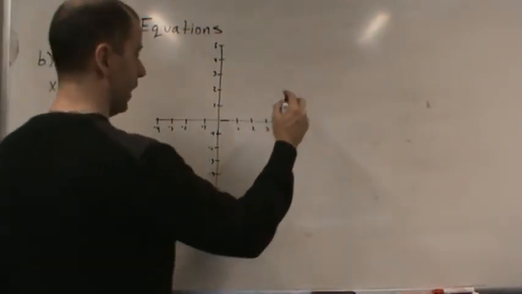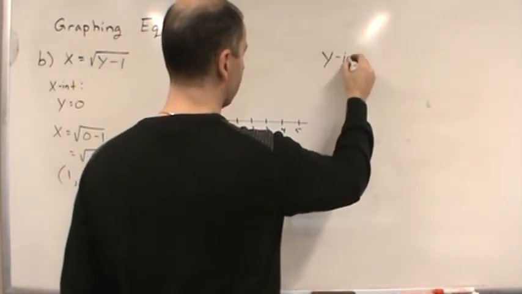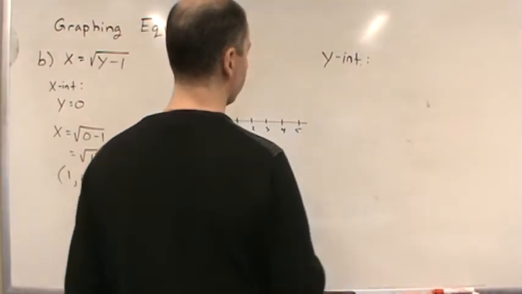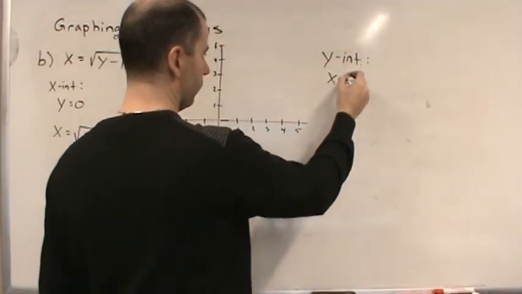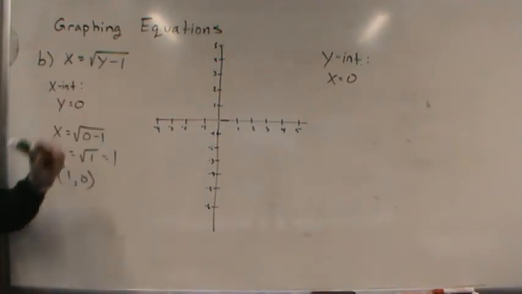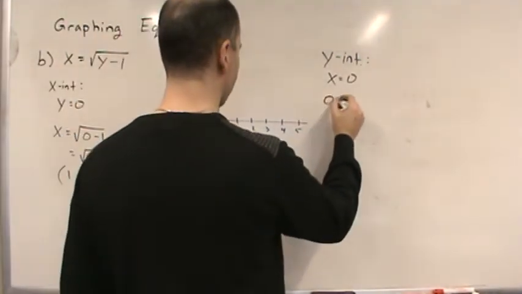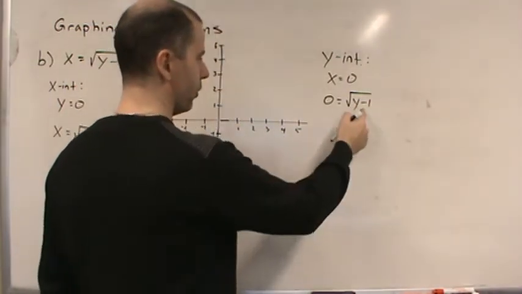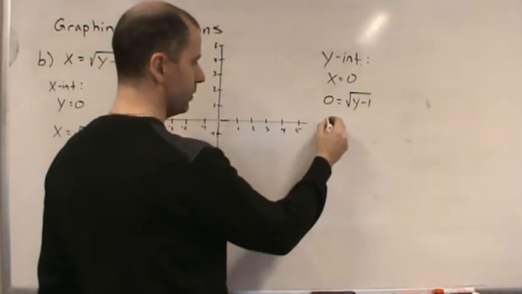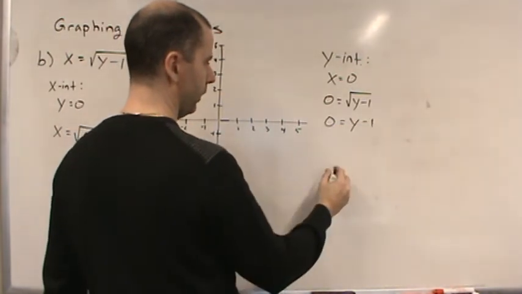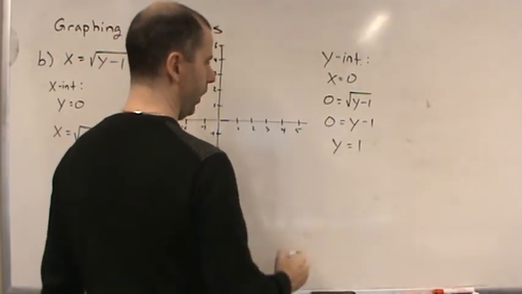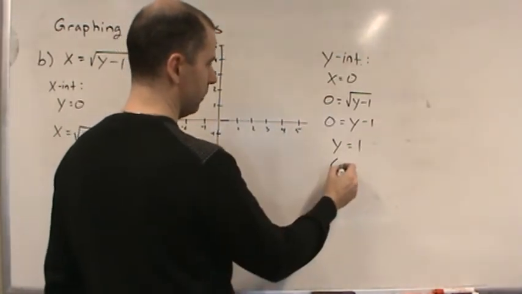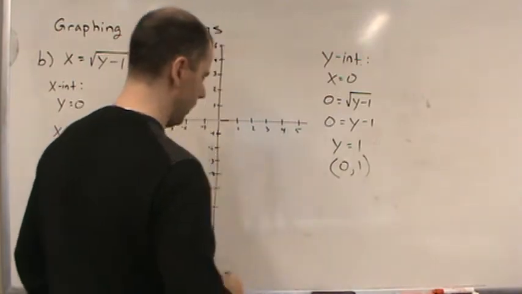And then the y-intercept. We're going to set x equal to 0 and solve this same equation. So we get 0 equals the square root of y minus 1. If we square both sides, we get 0 equals y minus 1. And so y equals 1. The y-intercept is going to be (0, 1).